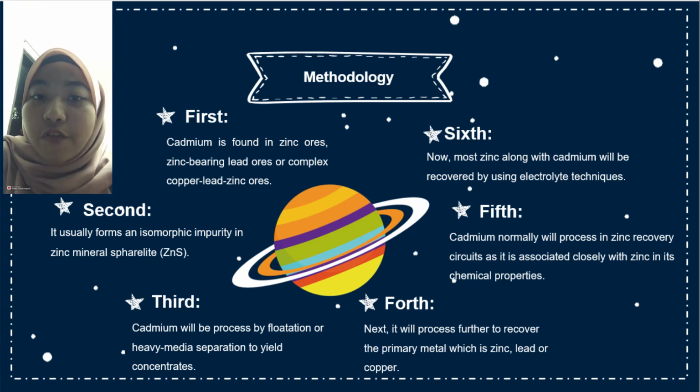It usually forms an isomorphic impurity in zinc minerals, ferrite ZnS. Secondly, the cadmium will be processed by flotation or heavy media separation to yield concentrates. Thirdly, it will be processed further to recover the primary metal, which is zinc, lead, or copper. The cadmium normally will be processed in zinc recovery circuits, as it is associated closely with zinc in its chemical properties.